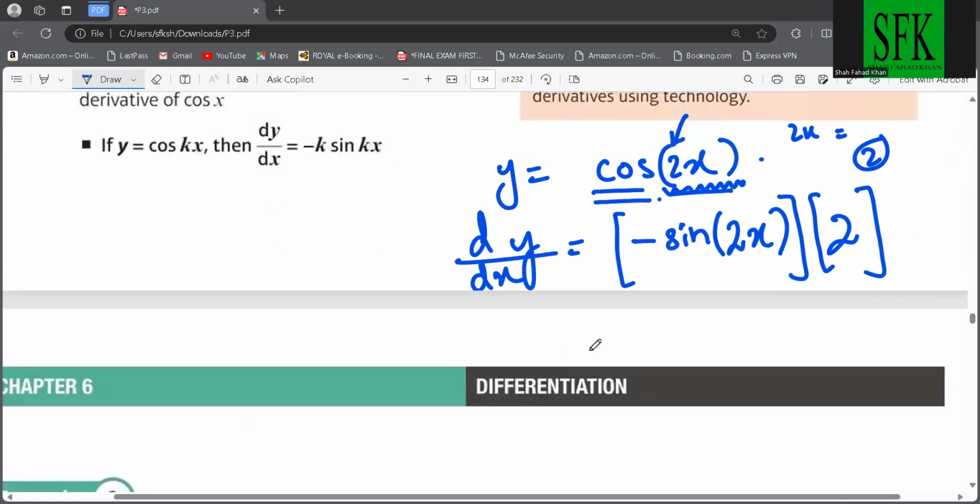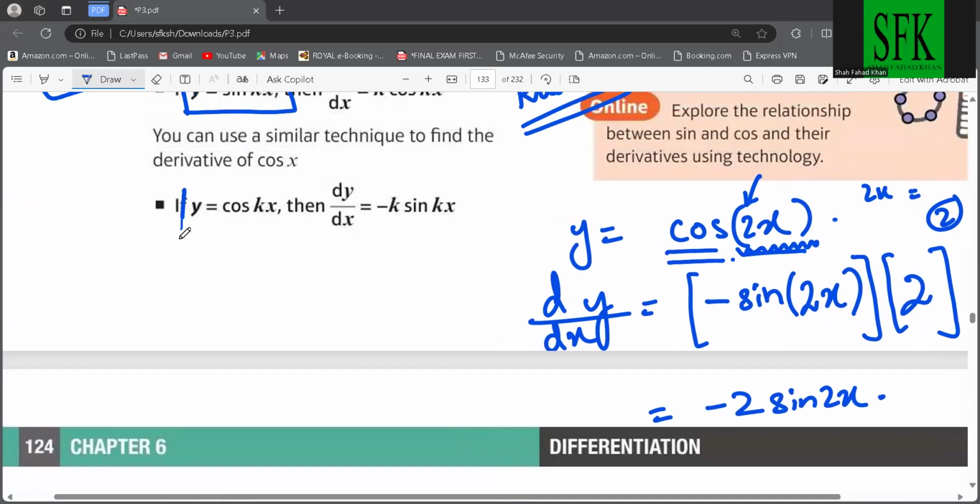Okay, that was your y. And so the final answer turns out to be negative 2 sine 2x. So that's your differential of cos 2x. All right, so if you have y equals cos kx, then the differential is going to be negative k sine kx, not just x, kx.